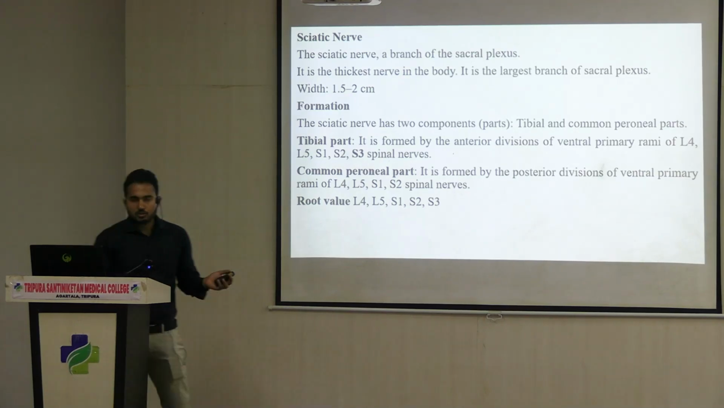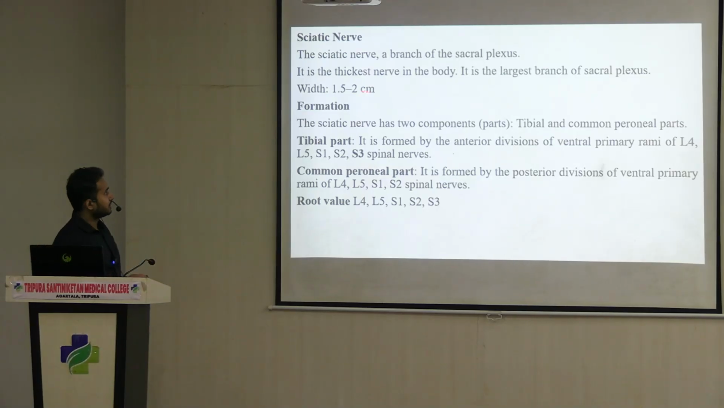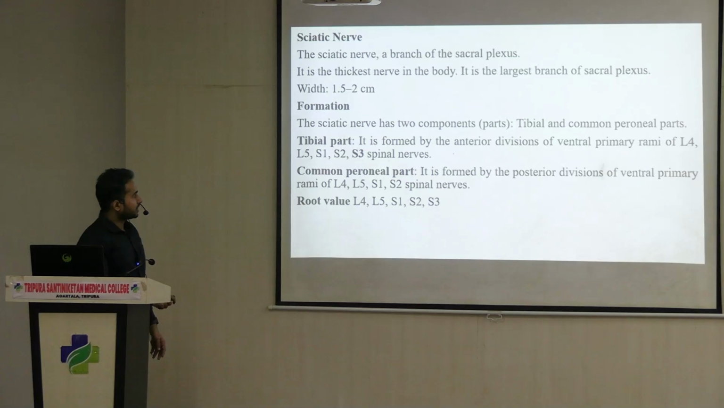Okay, so the way I have mentioned, all those things will be discussed. So first of all, it is the branch of the sacral plexus, the largest branch, and if you see the width, it is approximately 2 centimeter. Now how is it formed? It has two components, that is the tibial component and the common peroneal component.